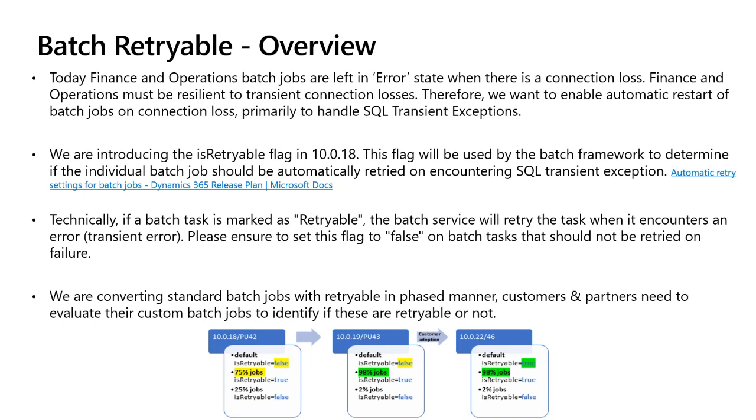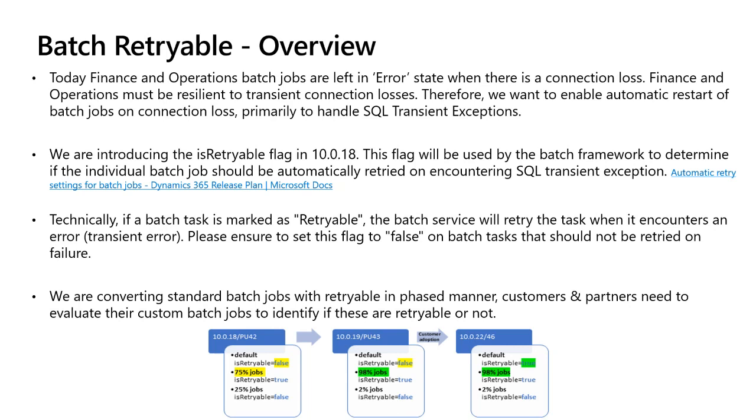By default, all the batch jobs that you are creating, or that we have shipped, are set to false unless I implement it in my batch job, so it won't be retried if any transient failure happens. What Microsoft is doing is converting the standard D365 Finance and Operations batch jobs in a phased manner. In 10.0.18 with 42 PU, we converted 75% of the standard batch jobs to start using this retryable framework, so 25% was left in 10.0.18.